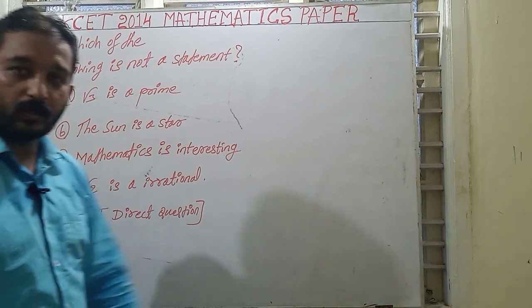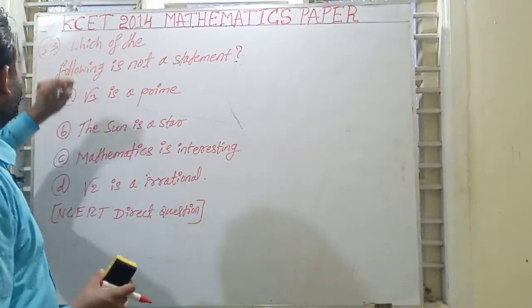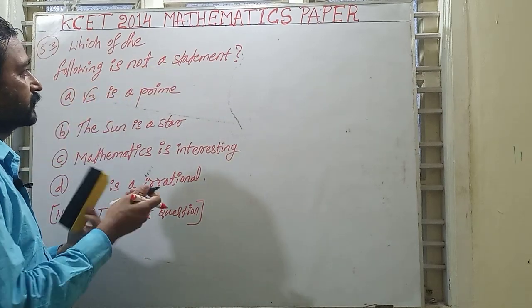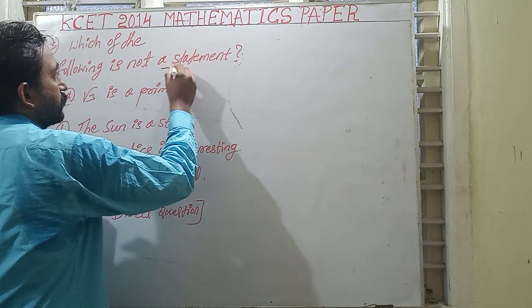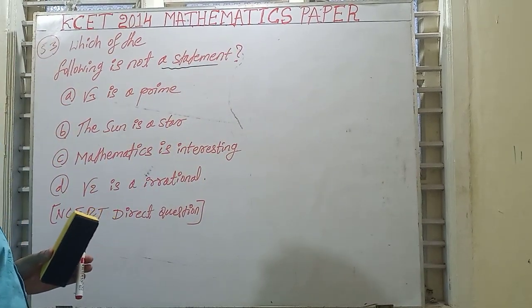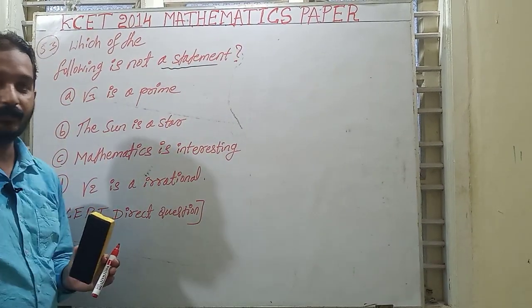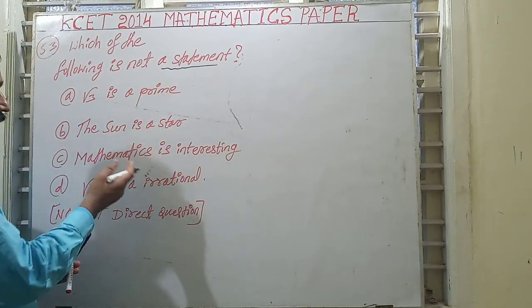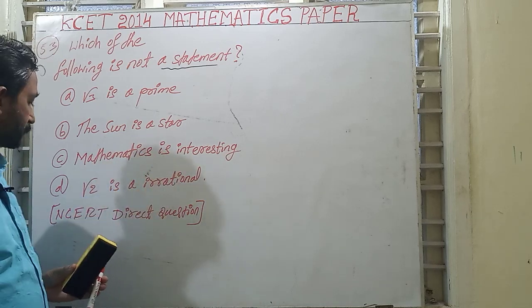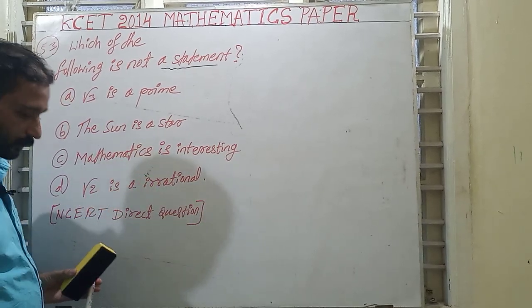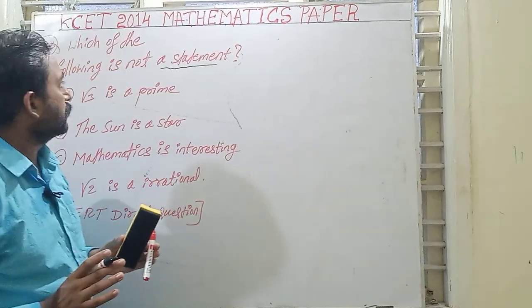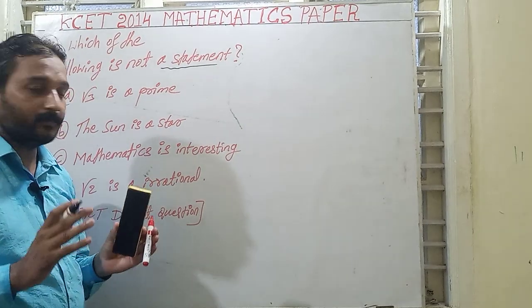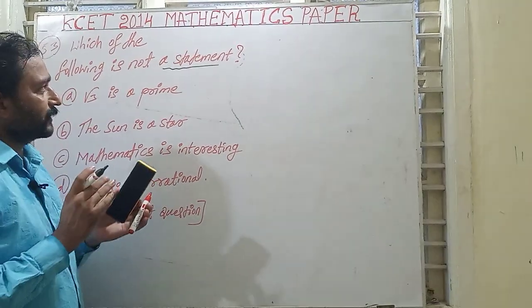So now let us move on to the next question, question number 53. Which of the following is not a statement? Basically this problem is based on the chapter of mathematical reasoning. Okay, so first, √3 is a prime, the sun is a star, the mathematics is an interesting subject, √2 is irrational. So first we observe which sentence becomes a statement. Which sentence becomes a statement? So what is the statement definition?